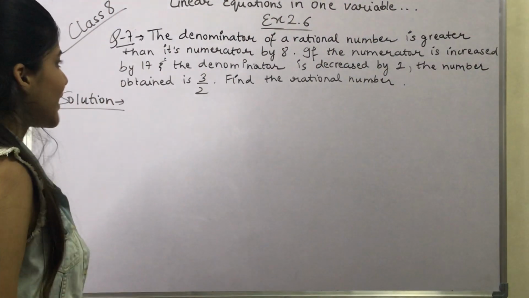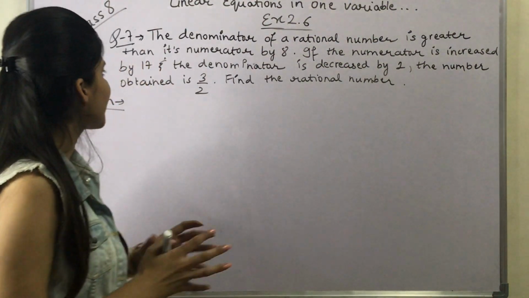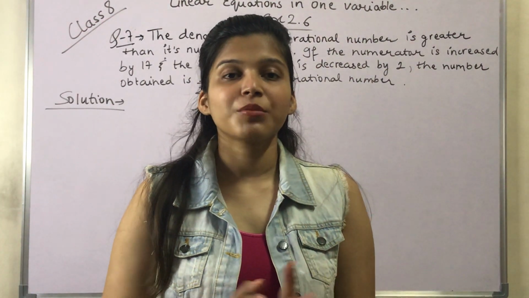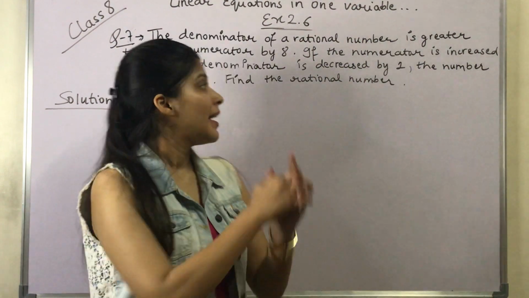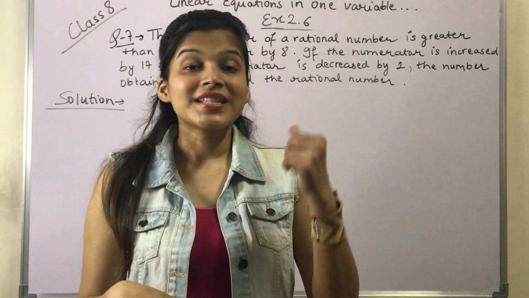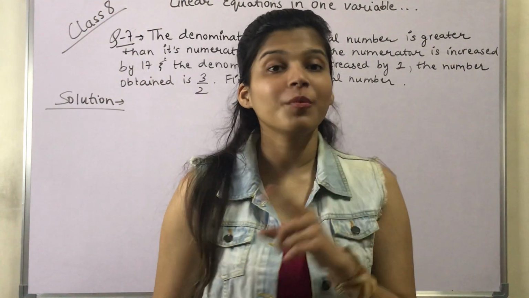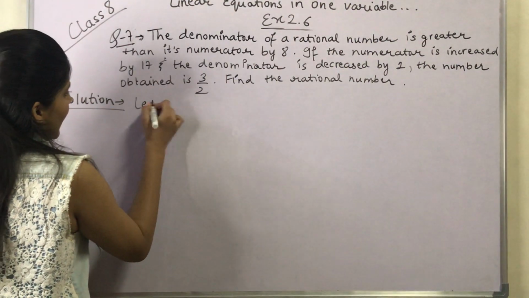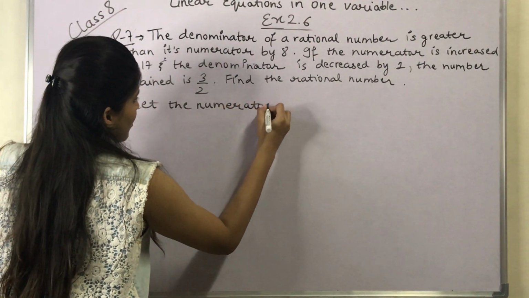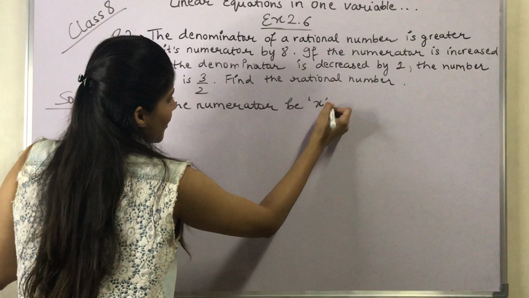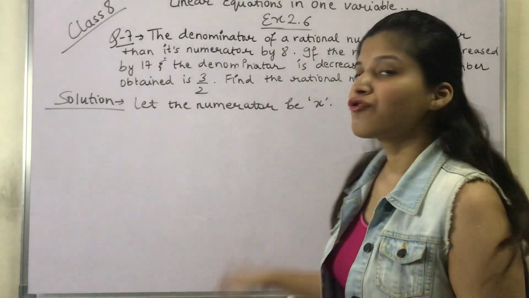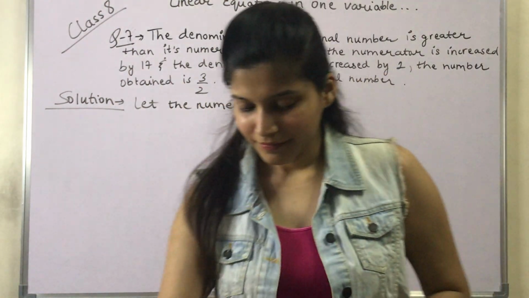So the question says the denominator of a rational number is greater than its numerator by 8. एक रैशनल नंबर की बात हो रही है, जिसमें न्यूमरेटर भी है और डिनोमिनेटर भी है, और जो डिनोमिनेटर है, that is greater than the numerator by 8. So इससे हमें क्लियर होगा कि हमें x किसको लेना है, न्यूमरेटर को. So let the numerator be x. Why? Because denominator is greater than the numerator by 8. So if numerator is x, denominator is x plus 8.